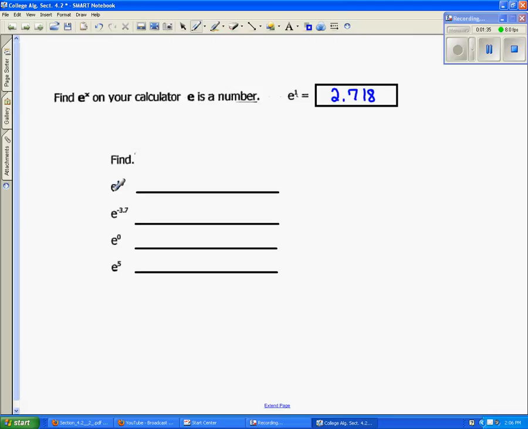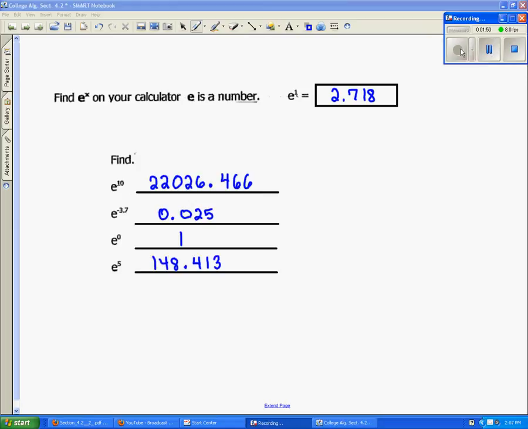So then you're going to do e raised to the 10th power, e to the negative 3.7. Anything raised to the 0 power is just 1, and then e to the 5th power. So take a minute and play with that, plug them in your calculator, and then check your answers.